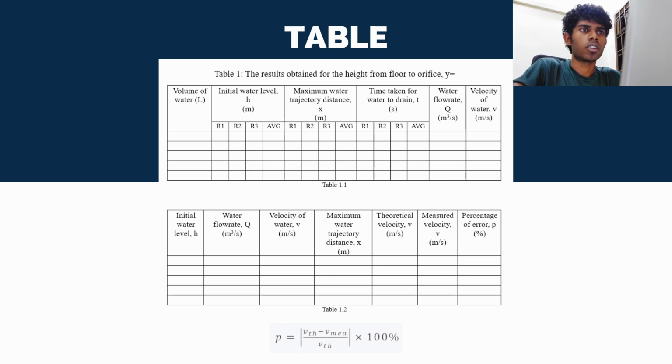Hello doctor. So for my part, I'm going to start with the table. So this is the table for the first height from the floor to the orifice, and then the second table and the third table. So for the safety procedure, there are 5.